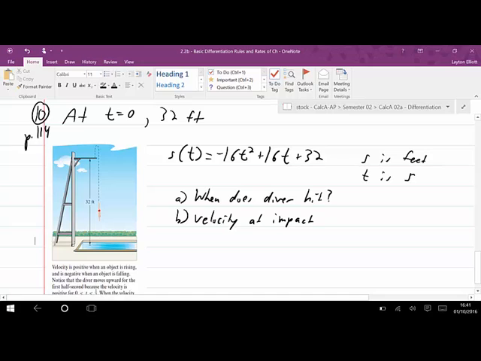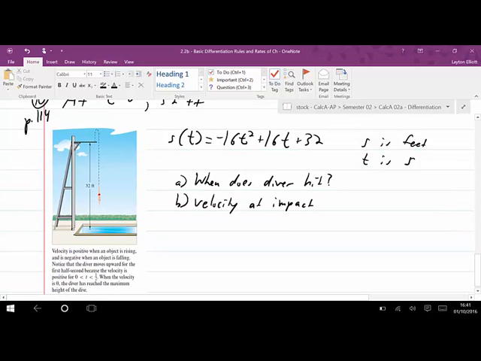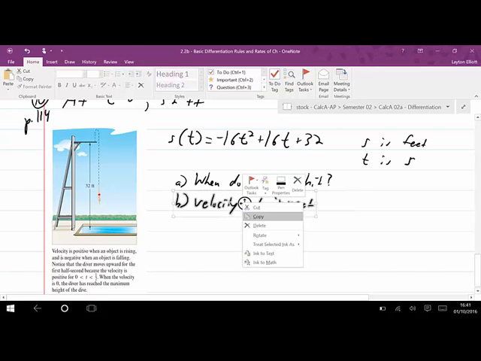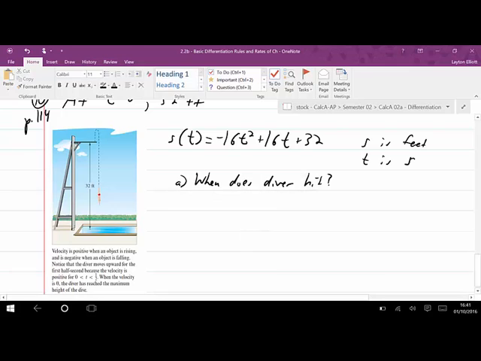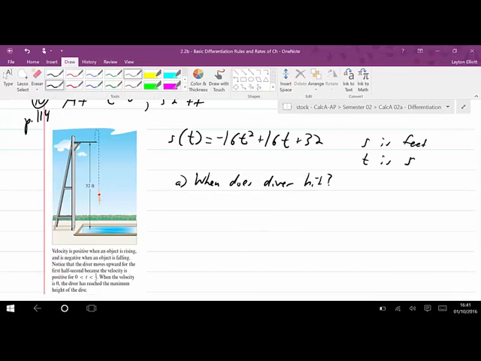Now, how do we know that? Well, here's the thing. To find the time when the diver hits the water, I'm going to give it a little bit of organization. I'm going to delete this for a second, and I'll write it back in a second. When does the diver hit the water? The diver hits the water right there at s equals 0. So at s equals 0, I'm going to say 0 is equal to negative 16 t squared plus 16t plus 32.